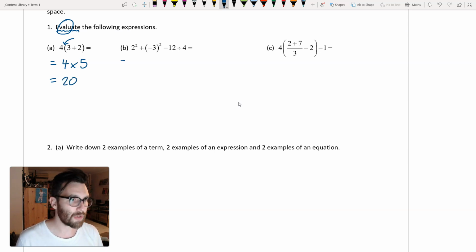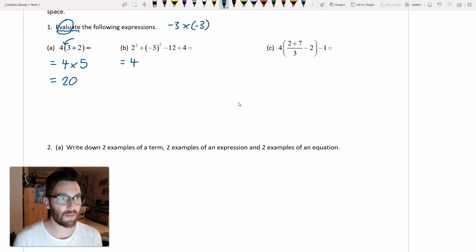Woo, good start. Okay, for the next one, I'm going to do 2 to the power 2, which means 2 times 2, which is 4. Now for the next one, we've got negative 3 to the power 2 as well. So this means negative 3 multiplied by negative 3. For this one, we've got to remember that a negative times a negative gives us a positive. So 3 times 3 is 9, which means I'm going to add 9 rather than take 9 away.